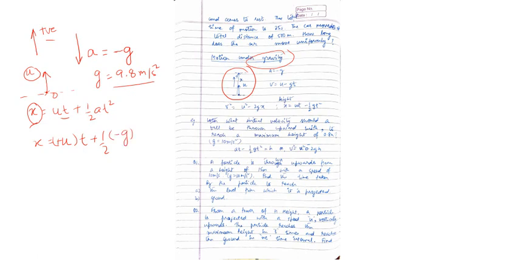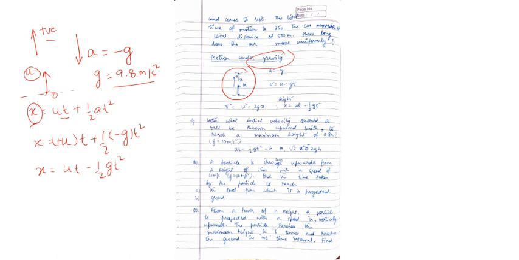Using a is equal to minus g in the equation, this is the equation. That means all the equations of motion pretty much remain the same, except the fact that the acceleration changes from a to minus g, since the acceleration is in the downward direction, and in most cases we would say that the upward direction is positive.